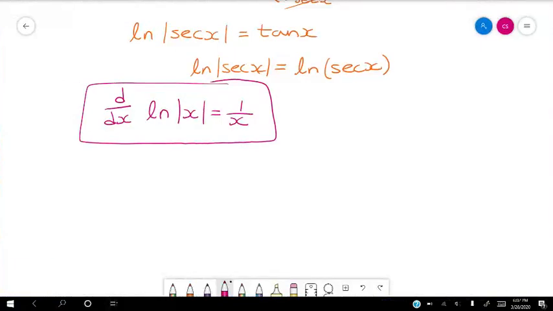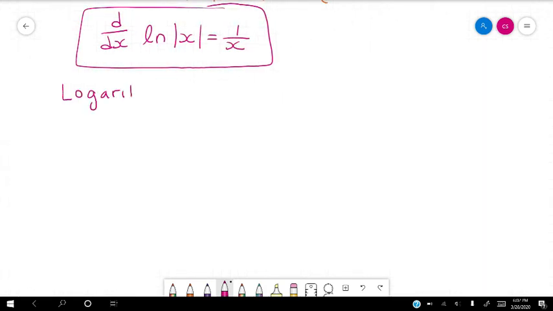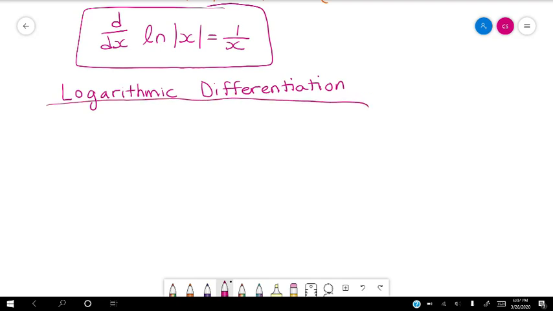All right, guys, so we are going to be talking about logarithmic differentiation. All right, so it's a technique that makes our life a little bit easier. So let's look at an example, and the instructions would be to differentiate, find y prime, something like that.